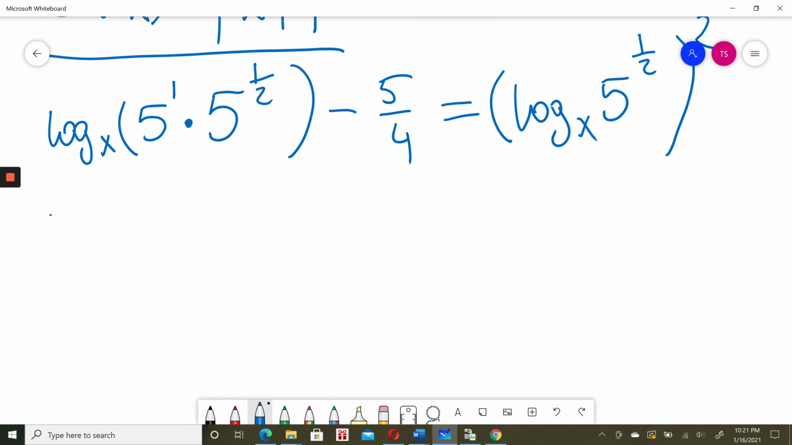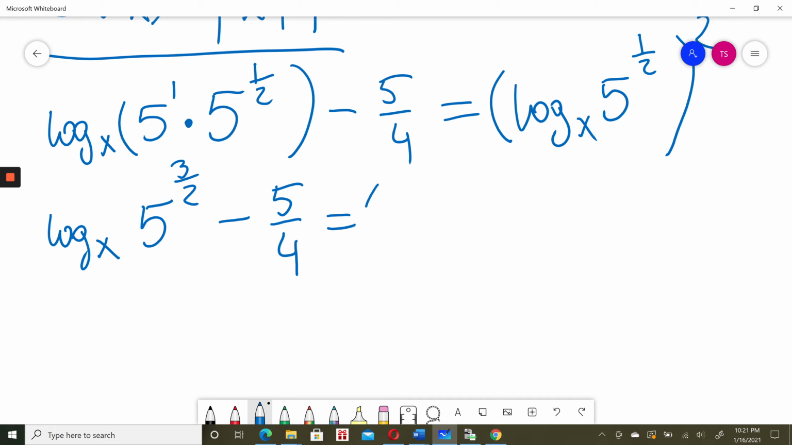My next step will be log x. I have the same base, so when I multiply 5 to the power of 1 times 5 to the power of 1/2, I add powers, so this will be 5 to the power of 3/2 minus 5 fourths, and this is equal to, at this moment I will put 5 to the power of 1/2. I can put 1/2 in front of the logarithm. So this will be 1/2 log base x of 5, and everything is squared.